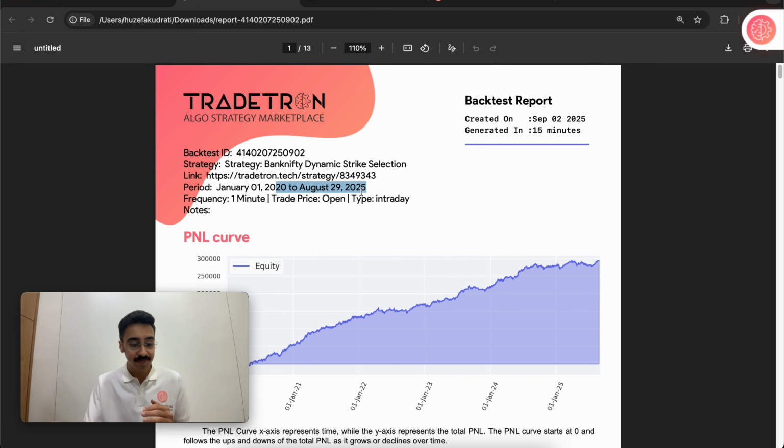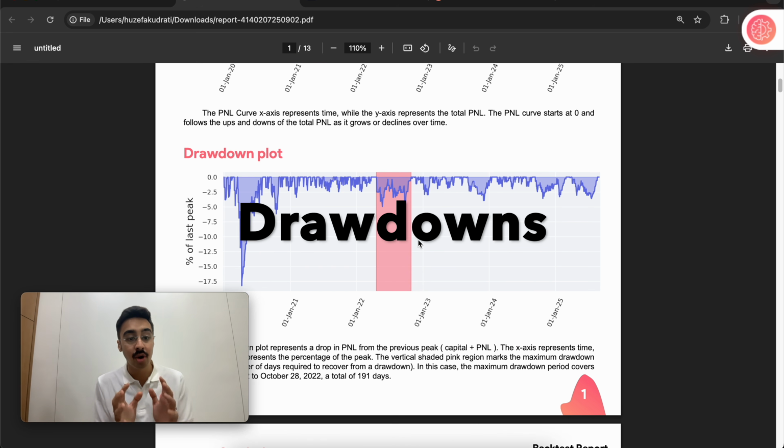Now you need to remember that while the PNL curves give you a backtested simulation of what is happening, it is not exactly the best thing that you should look for in a backtest report. I'm not saying it's not important, but there are other things that are way more important than just the PNL curve, right? The first and most important thing that you should look for in a backtest report is right below the PNL curve, which is basically the drawdowns, right?